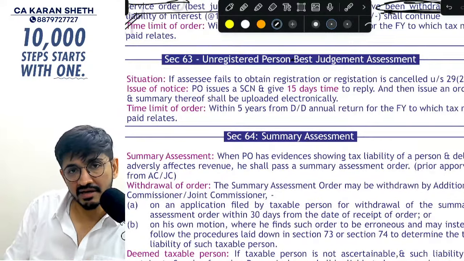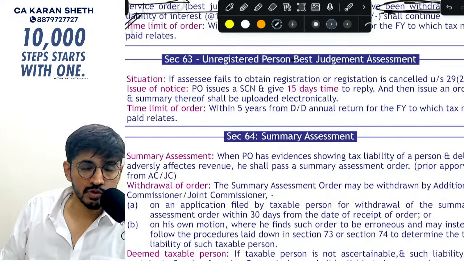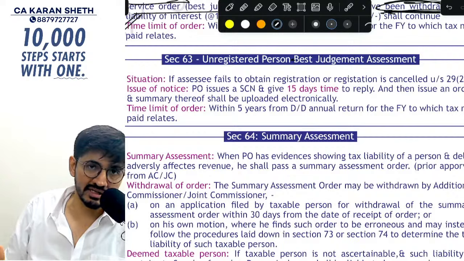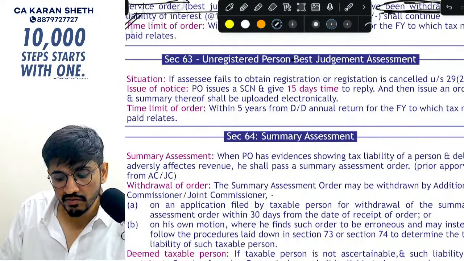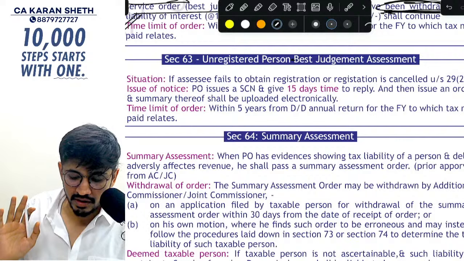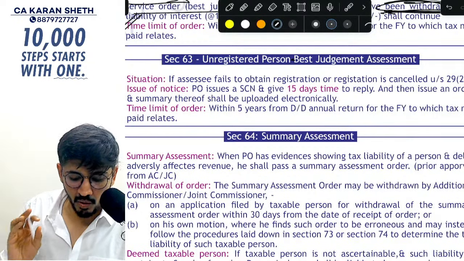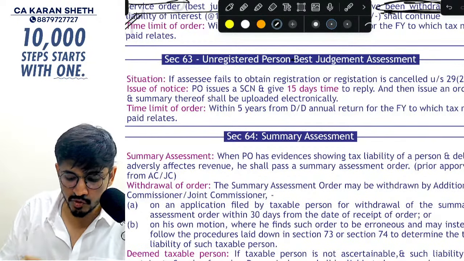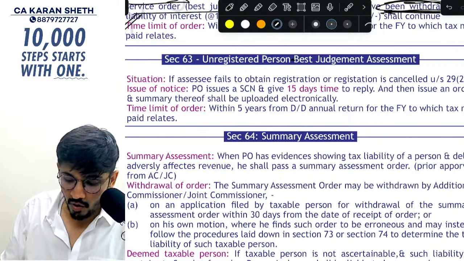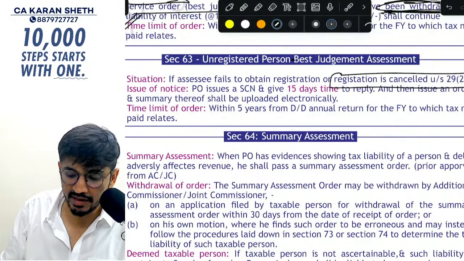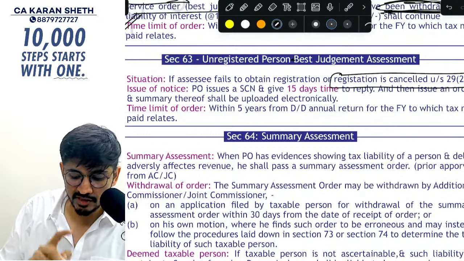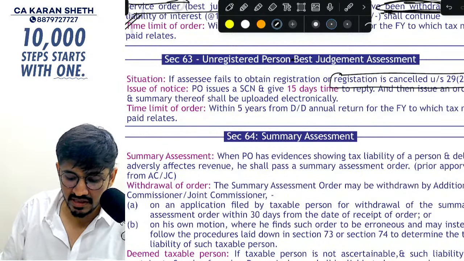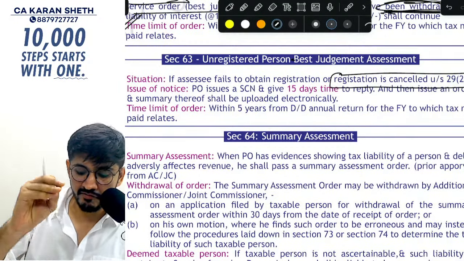Here you are an unregistered person altogether. So you are liable to register but you did not register. Very simple. Okay. In this case, all government says is that if the assessee fails to obtain registration or his RC is cancelled under 29(2) by proper officer, okay, proper officer shall issue a show cause notice, and give him 15 days to reply.